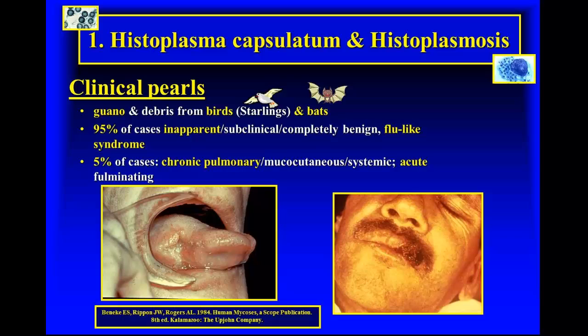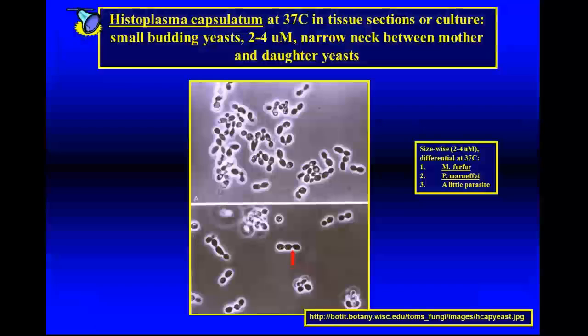What's great about histo and all four deeper systemics is that the great majority of people who inhale it only have an inapparent or a subclinical or a flu-like syndrome. It is only a minority in which it moves on to produce either a chronic pulmonary condition, mucocutaneous, or rarely a more systemic one. Even more rarely, you can have an acute fulminating one, and I've seen a couple of those, and they have all been in children. This is disseminated histo to the tongue and to the skin of the lip. We're emphasizing only the tissue phase of all of these guys. So histo at 37 degrees in tissue produces something that is very much pathognomonic: tiny, tiny little budding yeasts, 2 to 4 microns, that have this very narrow neck between mother and daughter yeast.